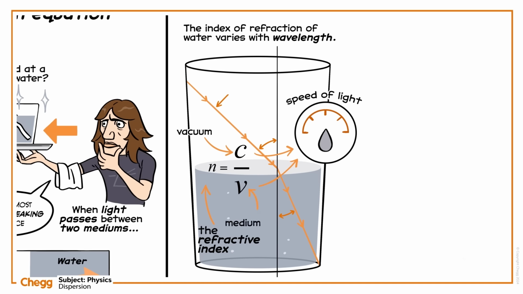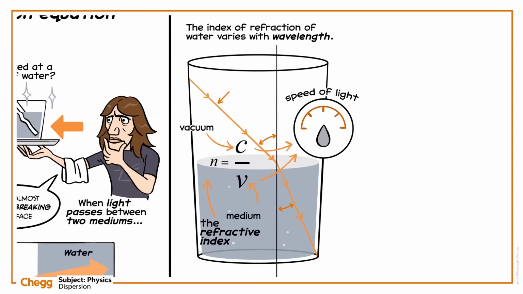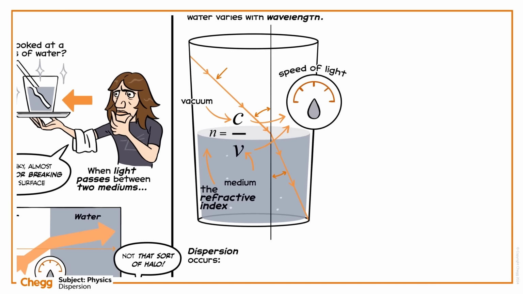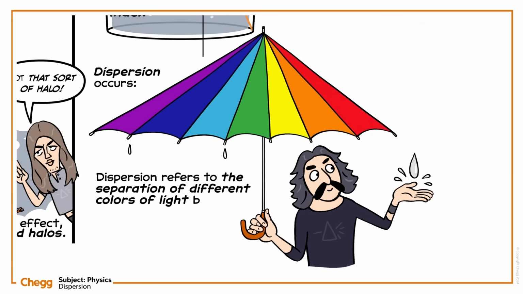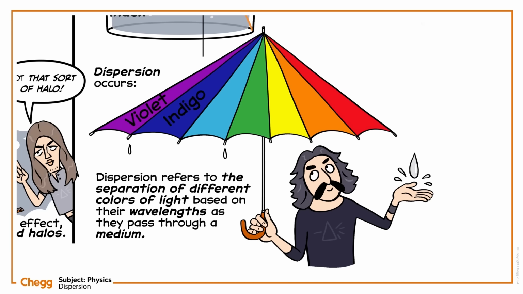The refractive index varies with wavelength. Therefore, dispersion occurs. Dispersion refers to the separation of different colours of light based on their wavelengths as they pass through a medium. White light splits into its constituent colours: violet, indigo, blue, green, yellow, orange and red.